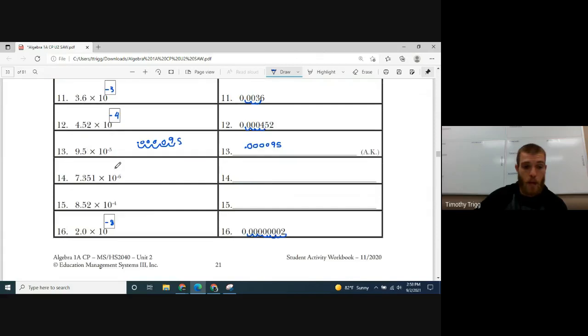Okay. Let's do another example. In this one's case, we'd have to move the decimal 6 times to the left. So 7.351. And we're going to move it 6 times to the left. 1, 2, 3, 4, 5, 6. Put the decimal. Each of these empty movements get zeros. So it's 0.000007351. Okay. Try number 15 on your own.